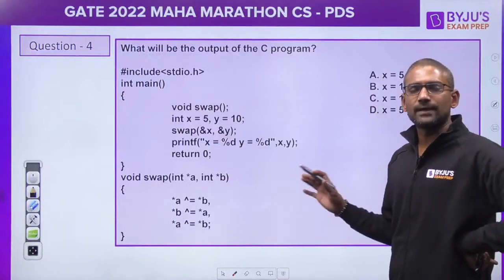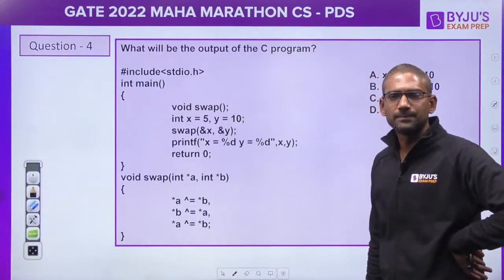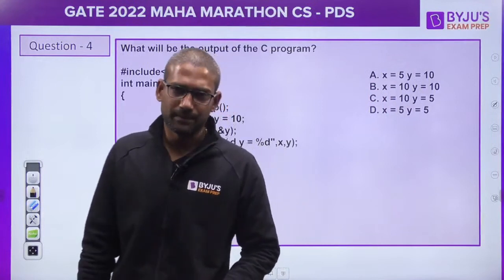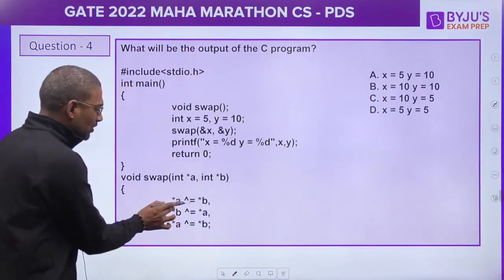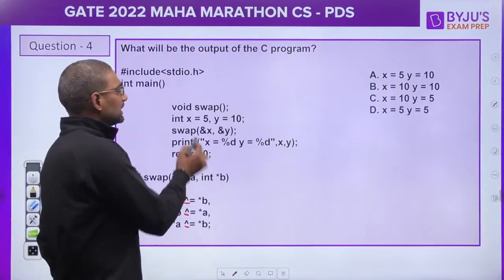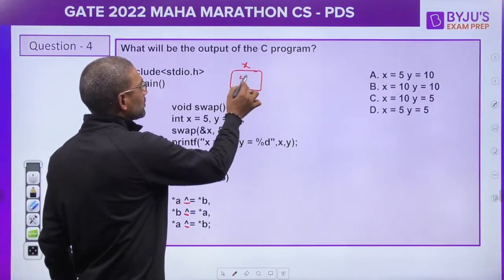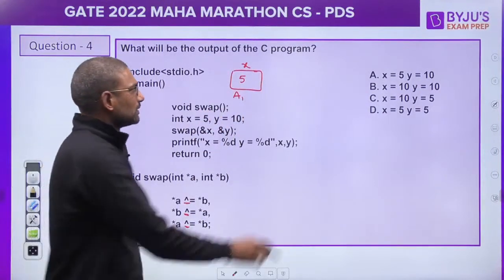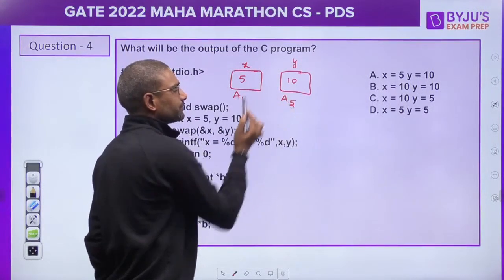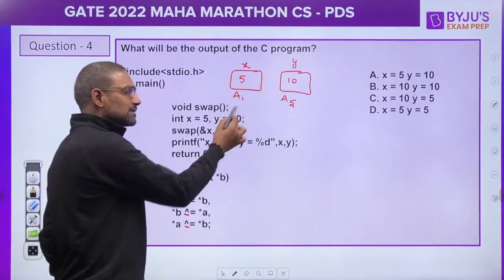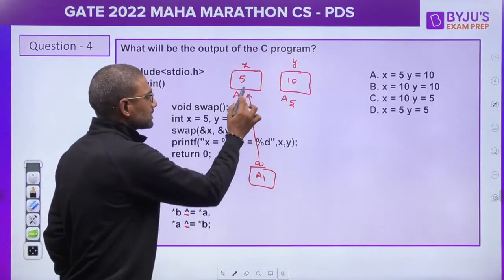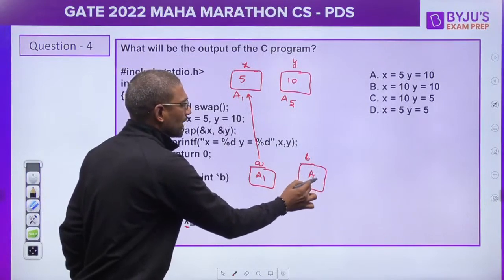Guys, I have taken this question even in the Super 11 series, if you remember. Because if you want to perform a swap with only one operator, which operator do you use? XOR operator. So let x be equal to 5. It has got memory, let's say at some address A1. y is equal to 10, let it have memory at some address A5. Now those addresses we are passing as arguments. So a is pointing to x and b is pointing to y.